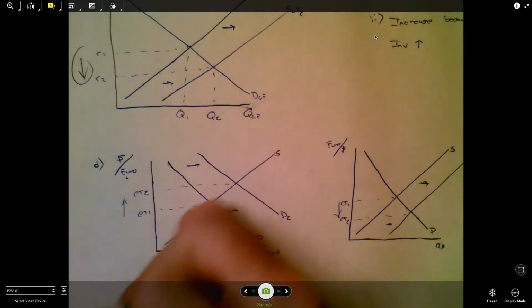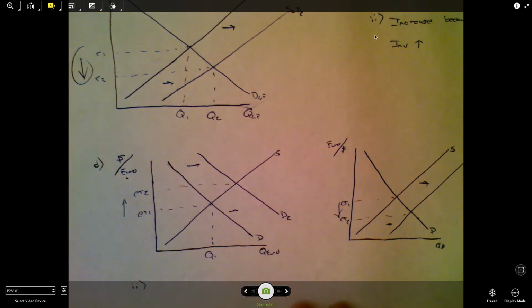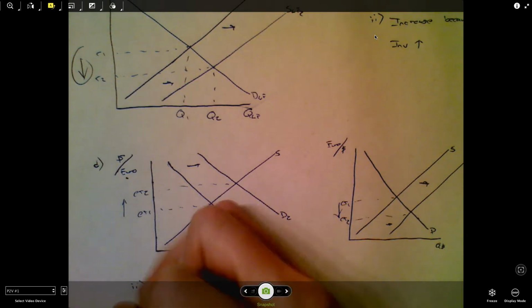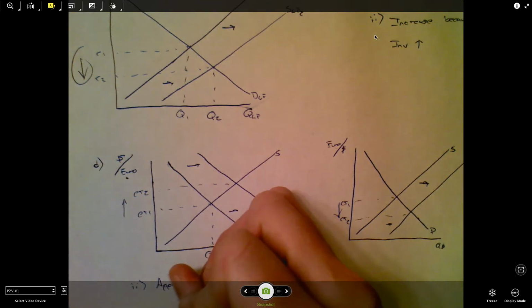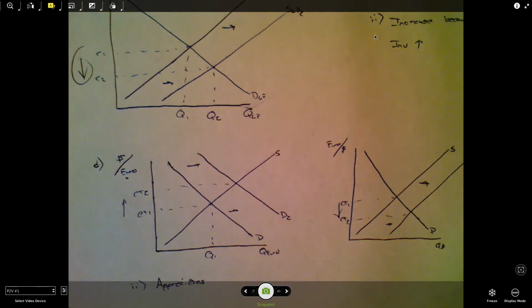That D part 2, we get value of the euro relative to United States dollar. Well, the value of the euro appreciates relative to the dollar, okay?